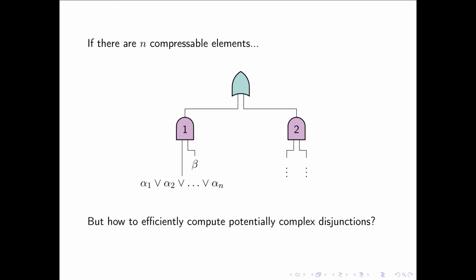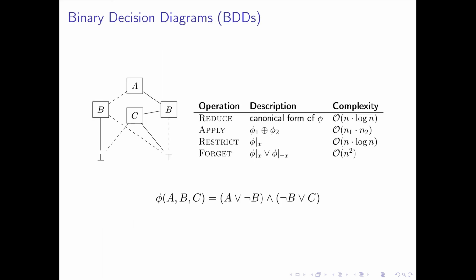But that's a problem because how do we efficiently compute a potentially complex disjunction? We do this by using binary decision diagrams, BDDs. BDDs are our way to efficiently represent logic formulas and apply operations on them in polynomial time. So for instance, we have the operation reduce here, where we take a logic formula, a BDD, and we reduce it to an irreducible form, the canonical form of the formula, in n log n time.